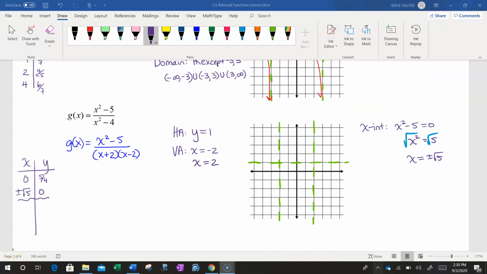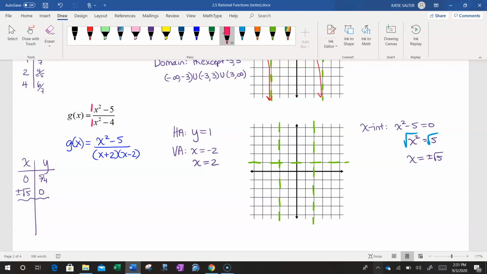So for this one, the numerator is not factorable with rational numbers. You actually could factor it, but you'd have those square roots in there. But the denominator is, so we can see our vertical asymptotes are at x equals -2 and x equals +2. The degree of the numerator and denominator are the same, so leading coefficient over leading coefficient, 1 divided by 1, gives us a horizontal asymptote at y equals 1. The y-intercept is at 5/4 because -5 divided by -4 is +5/4.